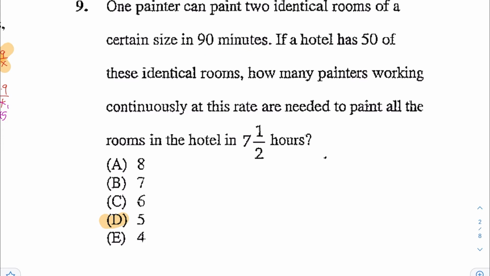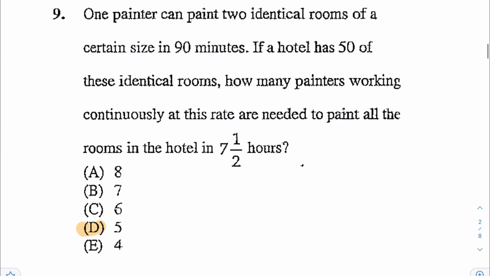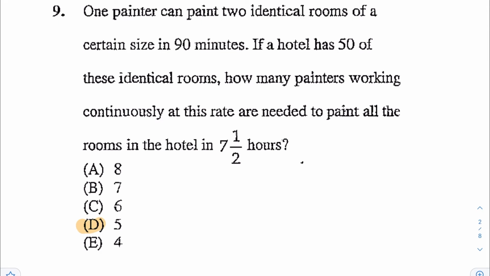So there's a formula that you can use. It's actually a variation of the distance formula. It's called the work formula, which is just work equals rate times time. So that's the starting point here. It's the same idea as the distance formula, except you're doing some work, painting some rooms. Now, you can paint 2 rooms in 90 minutes. So that's a rate.